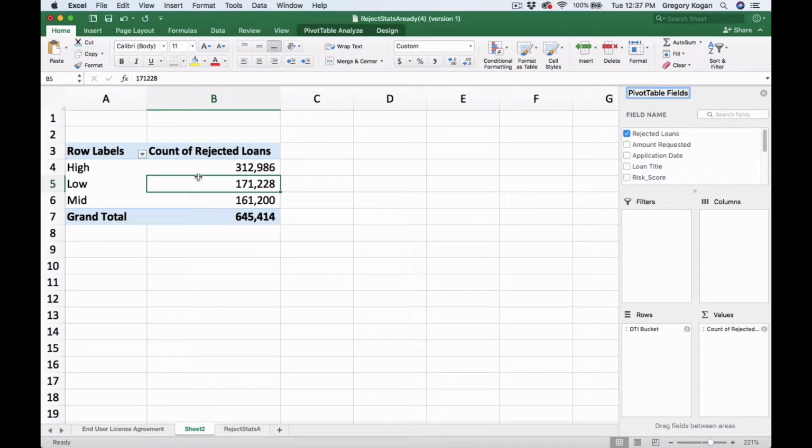So we can see here the debt to income ratio. When it's very high, we're going to have more rejections. Where it's low or mild, not as many rejections. So definitely if you have a lot of debt, there's going to be more rejection, okay?